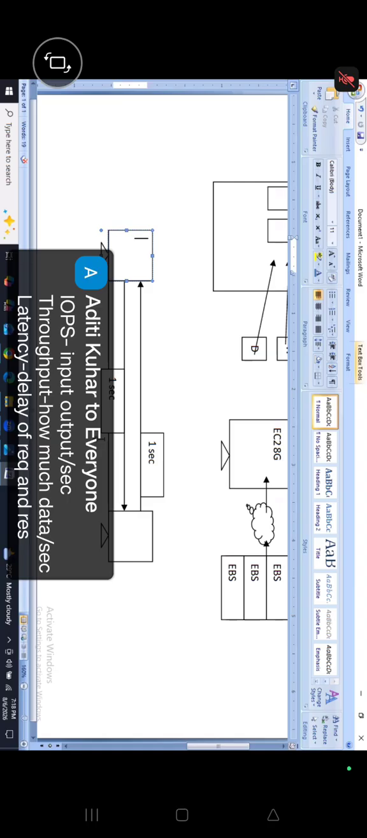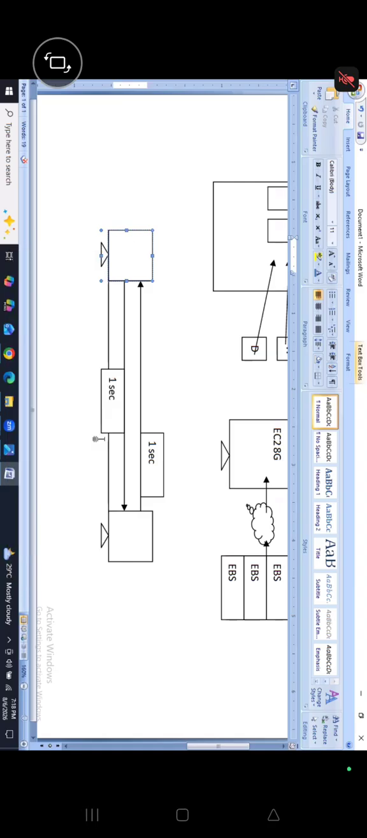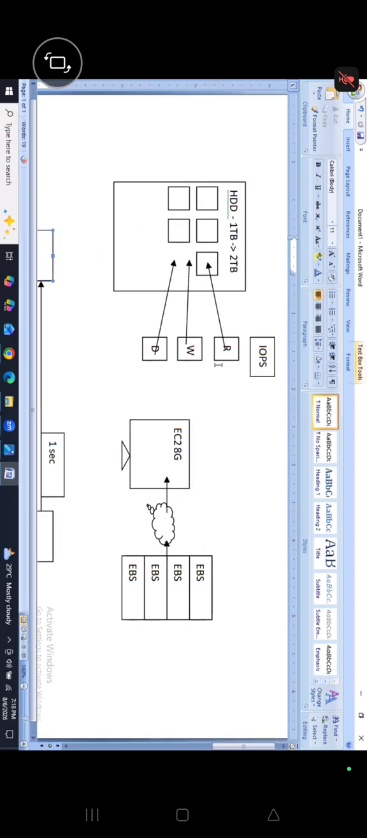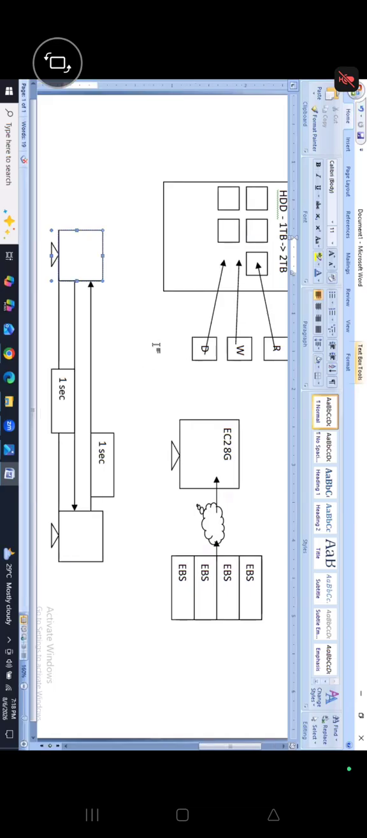Exactly. So IOPS means input output per second: input actions, output actions per second, read action per second, write action per second, delete action per second. Throughput means how much data we are reading, in MB per second. For example, 4 MB of data we are reading per second, 4 MB writing per second, 4 MB deleting per second. Latency means request and response time. I hope you got it. We are going to consider that as latency.